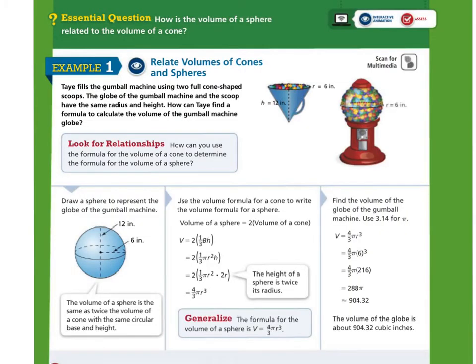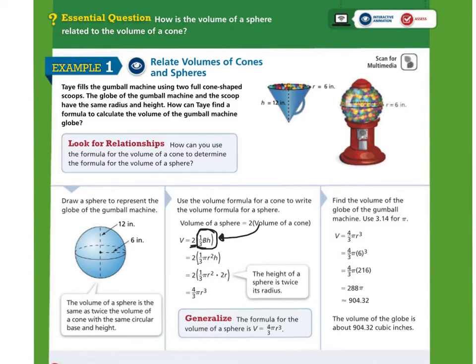Look carefully at example 1 and read through the problem. Then we'll talk about how the formula for finding the volume of a sphere comes about. Since the volume of a sphere is twice the volume of a cone, we can use the relationship between those two in order to find the volume formula. So you'll notice here in the example in the middle that we have the volume of a cone right here. So this is the volume of the cone. We're going to do that volume 2 times. That's the 2 in the front.